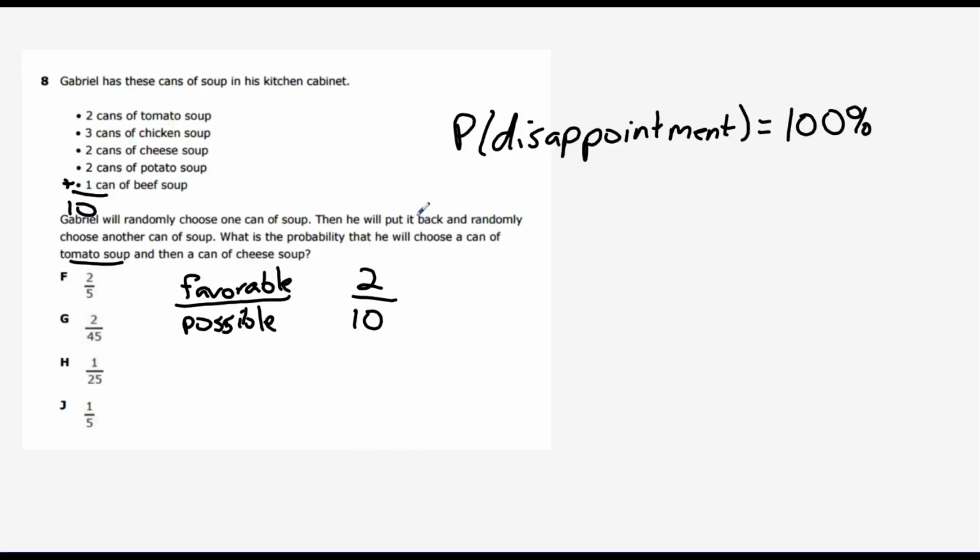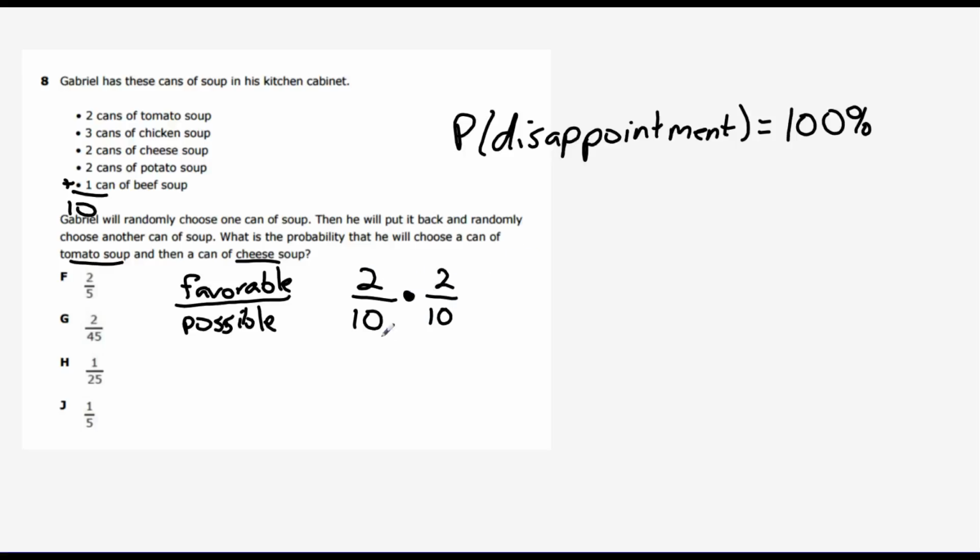Then he says he puts it back. So the second time he picks, there's still 10 to choose from. We haven't taken anything away. And now he wants cheese, and there's 2 of those. So again, it's going to be 2 out of 10. If we want both of these things to happen together, we'll multiply them.